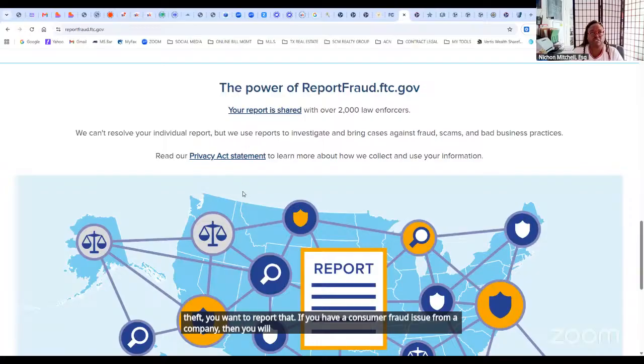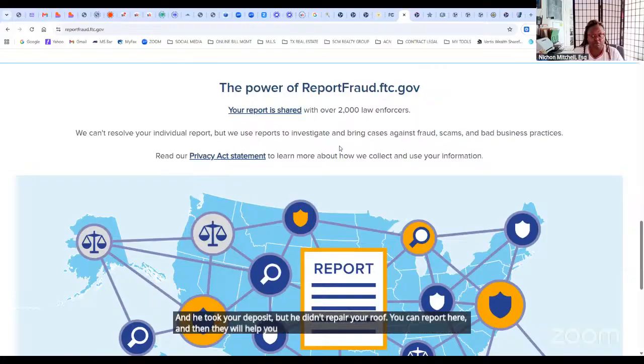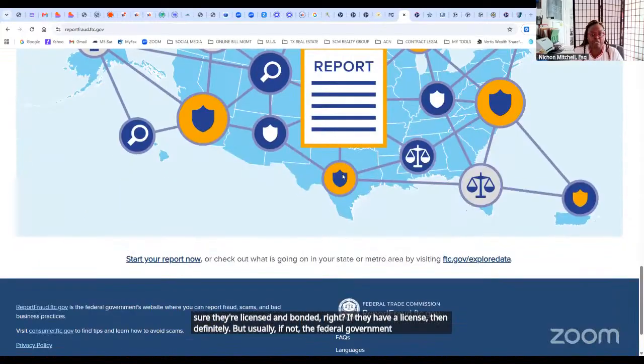Say, like, if there was a storm and a guy came by to repair your roof and he took your deposit, but he didn't repair your roof, you can report here and then they will help you. Either the federal government will investigate him or they will report it and work with your state government. And this is the other thing: if a roofer or somebody like that comes by, you should make sure they're licensed and bonded, right? If they have a license, then definitely. But usually, if not, the federal government will go after them. So there's a lot of federal government resources that you can use to report on businesses.